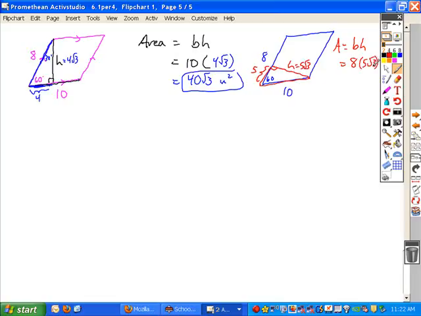Is this still going to give you the same area? Yeah, so it doesn't matter which one. Most of you will always use the bottom as your base, which is fine, but you can do either one.